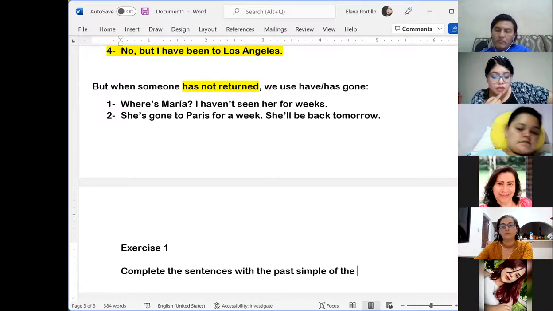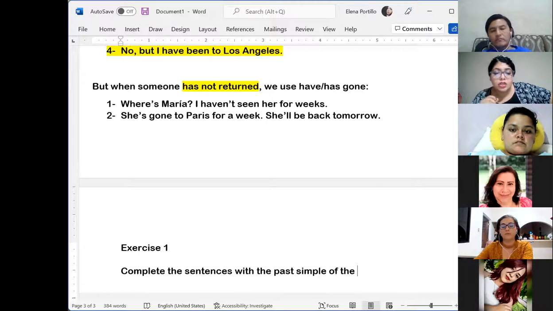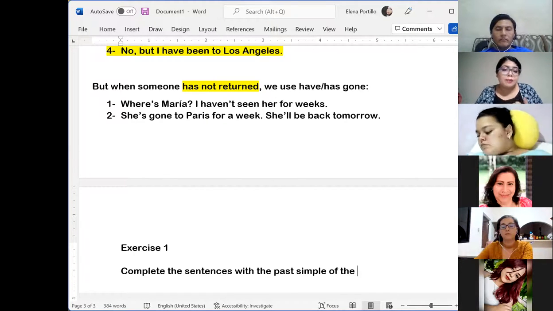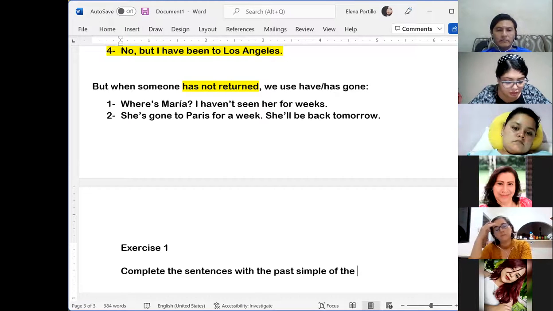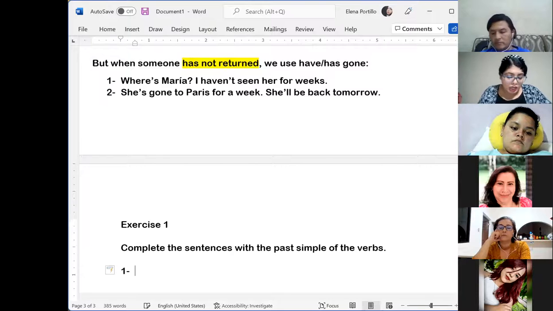So in this case, I am using the structure for the exercise number one. So it is not related to the topic right now. So that's the point. With the past simple of the verbs, I just wanted to clarify that. So don't think that the exercise is wrong.